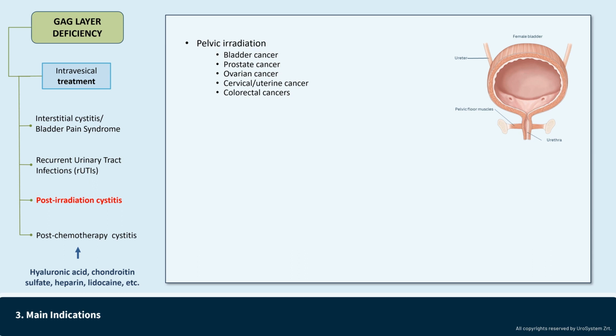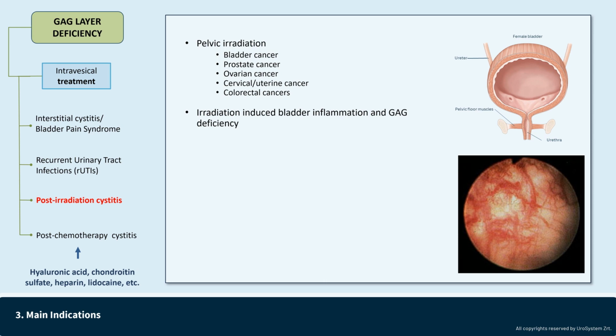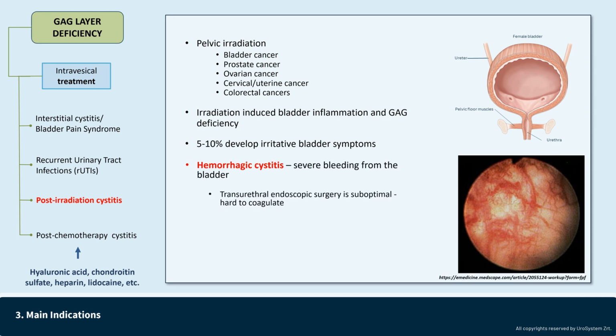During pelvic irradiation, the bladder often becomes affected and irradiated, leading to an irradiation-induced bladder inflammation and gag layer deficiency, known as post-irradiation cystitis. It is estimated that around 5–10% of patients undergoing pelvic irradiation develop post-irradiation cystitis. As you can see in this cystoscopic image, the irradiated bladder wall can be highly inflamed and hypervascularized, resulting in spontaneous severe bleeding from the bladder. Hence, post-irradiation cystitis is often referred to as hemorrhagic cystitis as well.